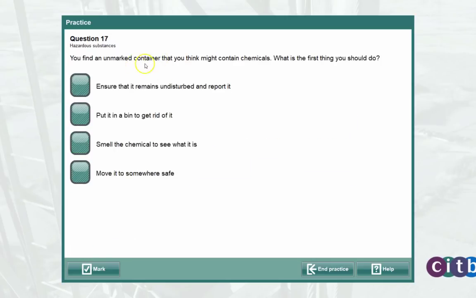You find an unmarked container that you think might contain chemicals. What is the first thing you should do? Ensure that it remains undisturbed and report it. Put it in a bin to get rid of it. Smell the chemical to see what it is. Move it to somewhere safe.